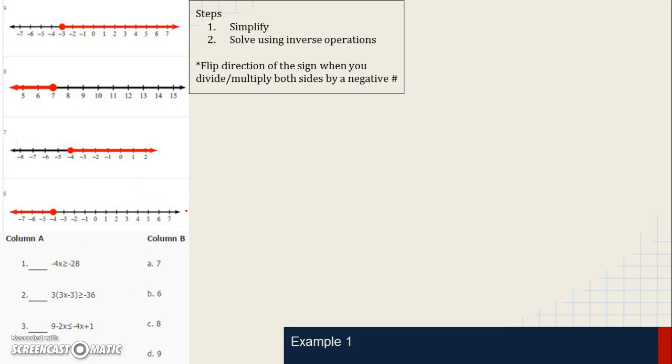So if we take the first inequality, for number 1, we have negative 4x is greater than or equal to negative 28. And if you recall, the only thing that is different about solving inequalities is that when you divide or multiply by a negative number, you have to flip the direction of the sign.